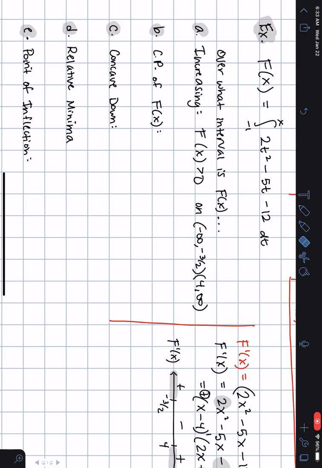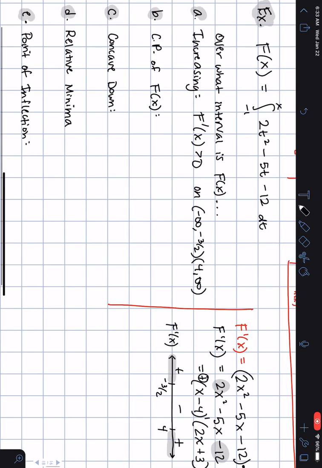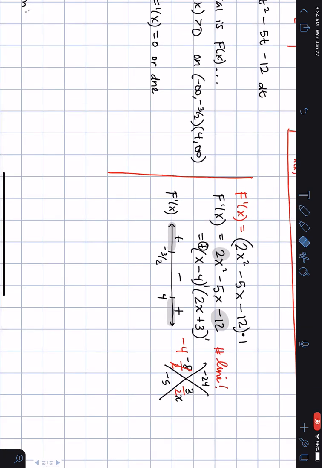And that's it. You just have to remember your definition and then apply it in this new context. Let's go to B. It says find the critical point of f of x. So again, what's the critical point of any function? Well, critical point is where the derivative either equals 0 or does not exist. Hey, we already found f prime of x. We found it right here.